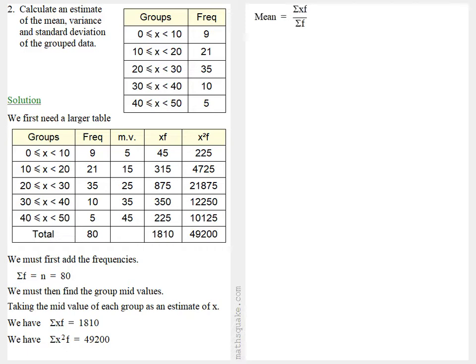Now, the mean is the sum of the xf over the sum of the f, which is 1810 over 80, or 22.625. And so the mean is 22.625.